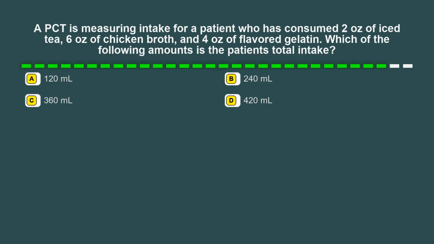Question 7. A PCT is measuring intake for a patient who has consumed 2 ounces of iced tea, 6 ounces of chicken broth, and 4 ounces of flavored gelatin. Which of the following amounts is the patient's total intake? Option A. 120 ml. Option B. 240 ml. Option C. 360 ml. Option D. 420 ml.